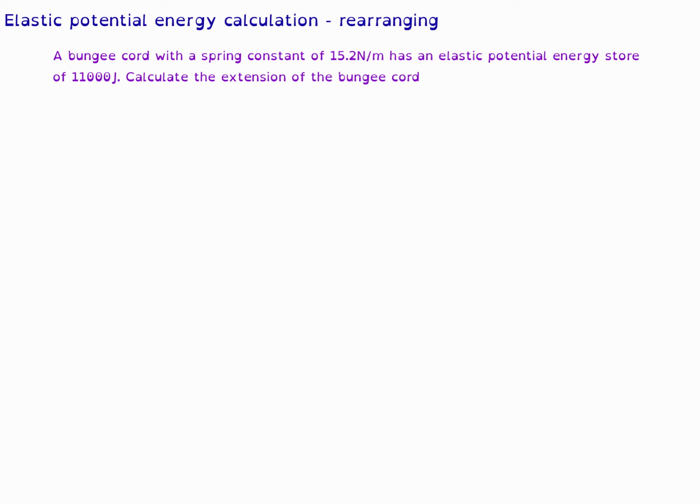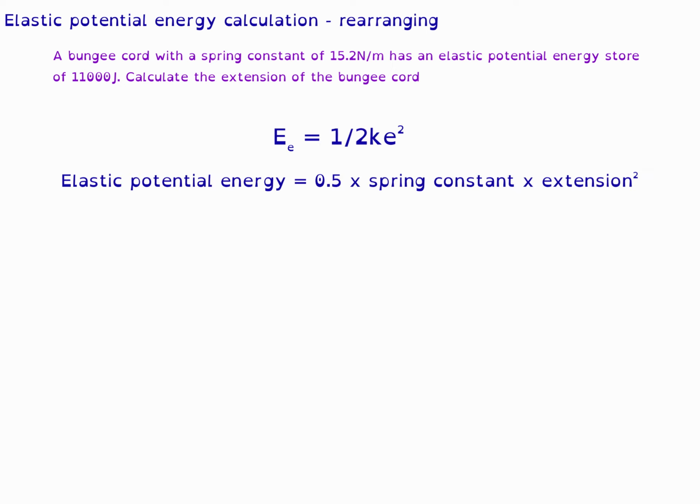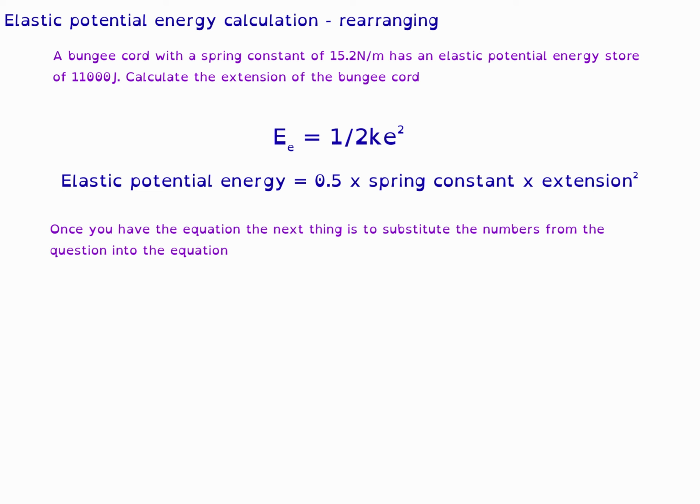A bungee cord with a spring constant of 15.2 newtons per metre has an elastic potential energy store of 11,000 joules. Calculate the extension of the bungee cord. Well, first we need our equation, Ee equals a half k e squared, and once we have our equation, we need to substitute the numbers from the question into the equation. So we get 11,000 equals 0.5 multiplied by 15.2 multiplied by e squared, which is our unknown.